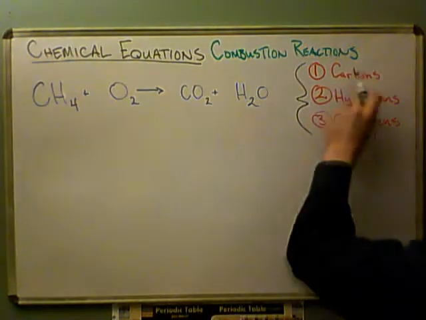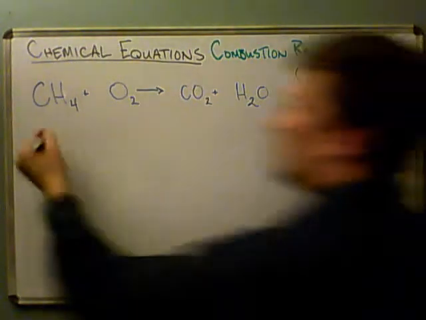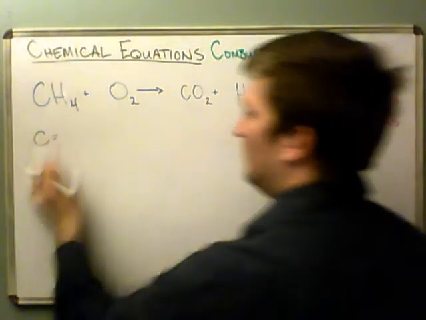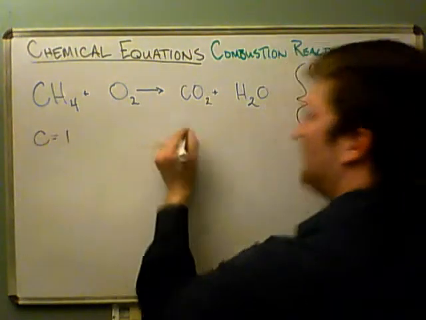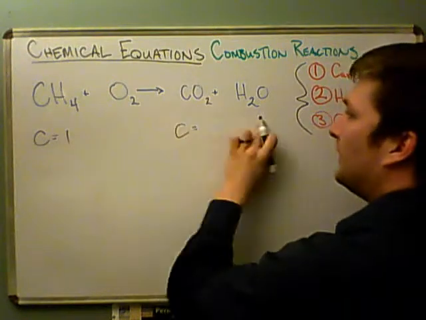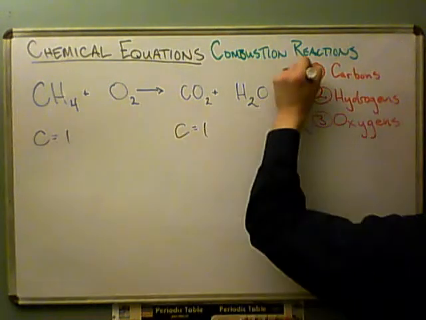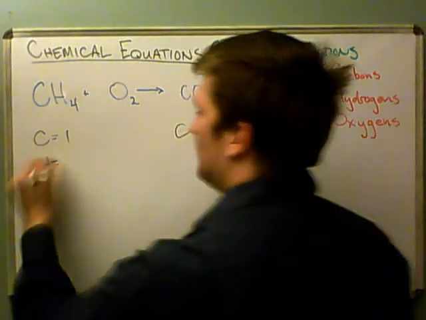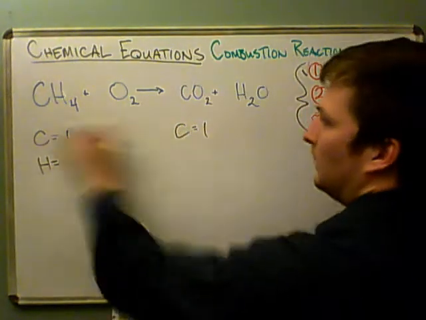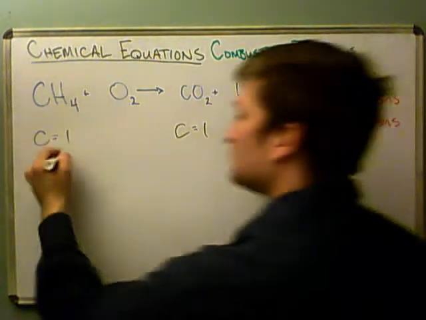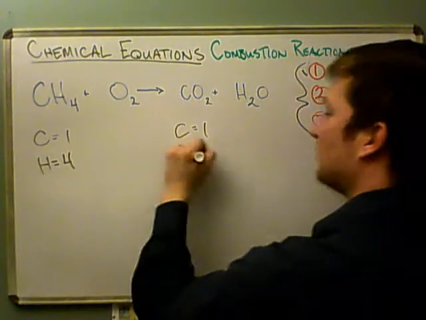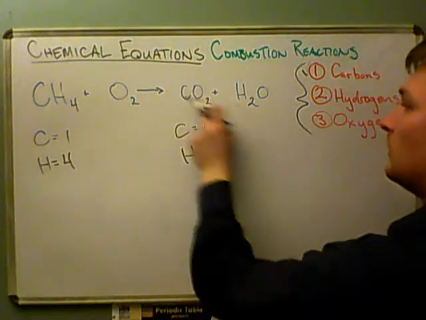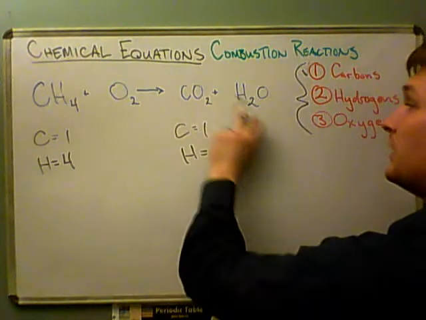And we start with carbons. So let's see, how many carbons do I have on this side? Well, I have 1. How many do I have on this side? Again, we have 1. So we're good with the carbons. Now we're going to move on to hydrogens. How many hydrogens do I have over here? Well, a total of 4, right? Now, how many over here? Well, none there, but we have 2 here.